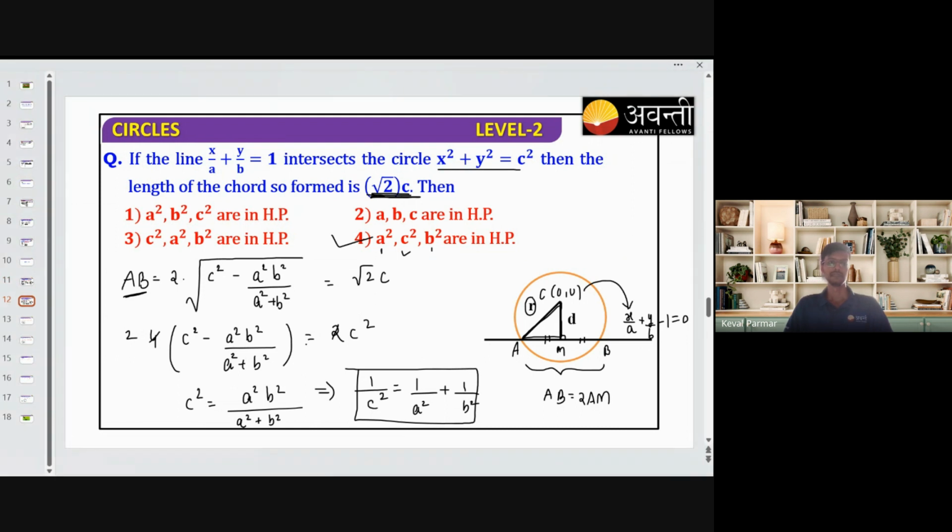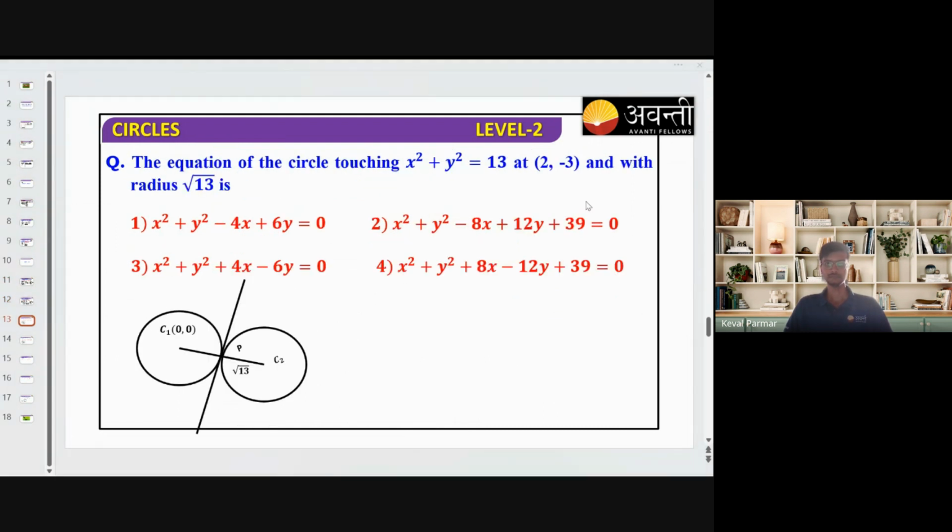Okay. Let's see the next question. I already told you these are our previous JEE Mains, not Advanced. The equation of circle touching the circle at 2, comma minus 3. I've already drawn the diagram. So this is the given circle with center at C1 0, comma 0. And this is the required circle C2, which is touching the circle at point P. Point P is given 2, comma minus 3.